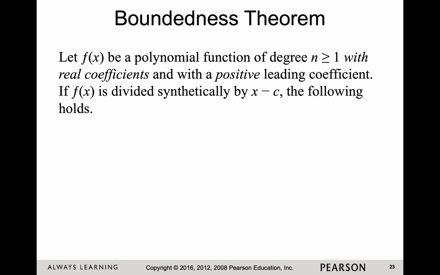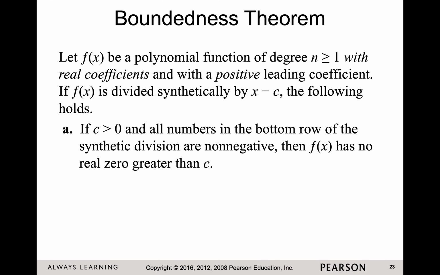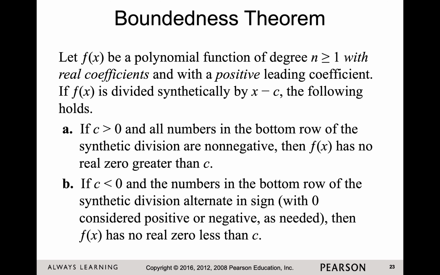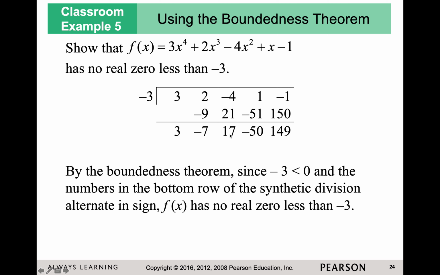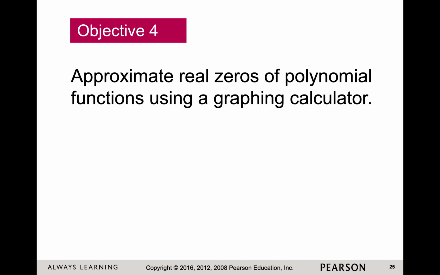The boundedness theorem says that if a polynomial has a degree that's greater than or equal to 1 and a positive leading coefficient, I can use synthetic division, and if c is positive, all numbers in the bottom row of the synthetic division are going to be non-negative. If c is negative, the numbers in the bottom row are going to alternate signs. So here I have -3, and I have the alternating sign pattern because it's -3. That's all this says. This isn't really assessed in the lab, but it is something that's somewhat useful.